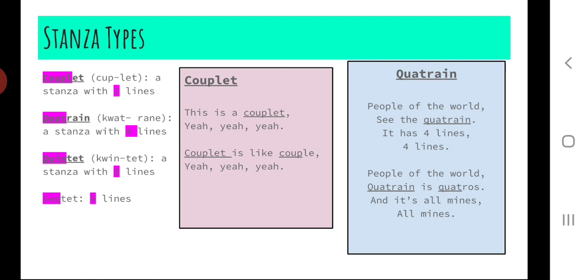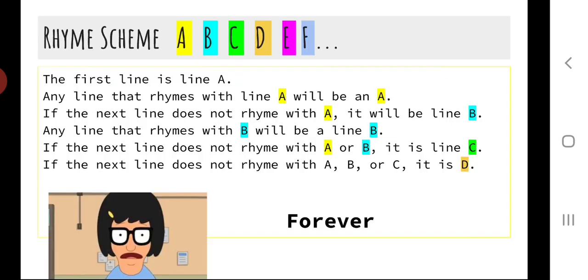Now, quintet, quint would have 5 lines, septet, sep would have 7 lines. But just for now, make sure that you definitely know couplets and quatrains. So here is how we would write a rhyme scheme.